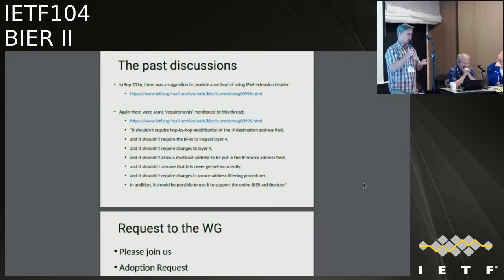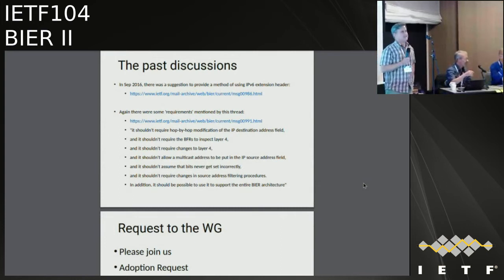He mentioned things like it shouldn't require a hop-by-hop modification of the destination address, shouldn't require the BFRs to inspect layer 4 and things like that. So that's it. Since then, Rajiv has made some comments, and he showed interest in joining us as an author of this draft. He's mentioned some good comments, so we're going to do a new rev for next IETF. Comments, questions, concerns.